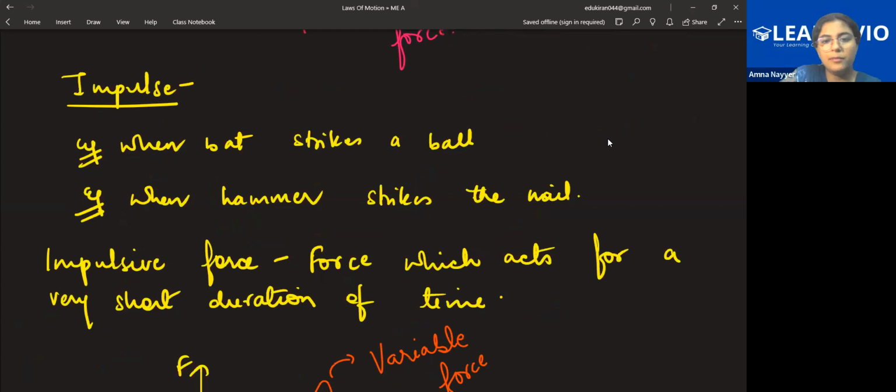Impulse, like the two examples which I have written: when a bat strikes a ball, the ball comes and hits the bat for a very short duration, right? Or if we are striking a nail with the help of a hammer, the force applied on the nail through the hammer is for a very short duration of time, right? So we say in such cases that this is impulse, the force which is acting for a very short duration of time.